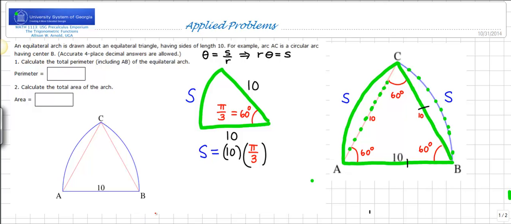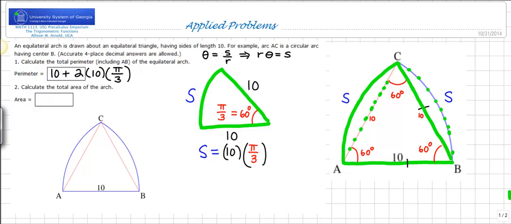Okay, so our perimeter of our sector, and we do have the calc pad available here, so we can say it's the base 10 plus two guys, each of length S, so I could just go ahead and lump them together. 2 times 10 times pi over 3. Okay? Alright, now let's move on to the area.